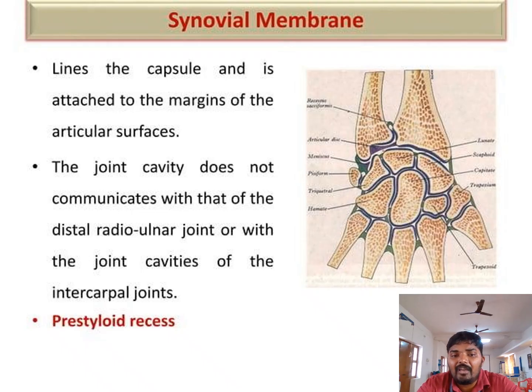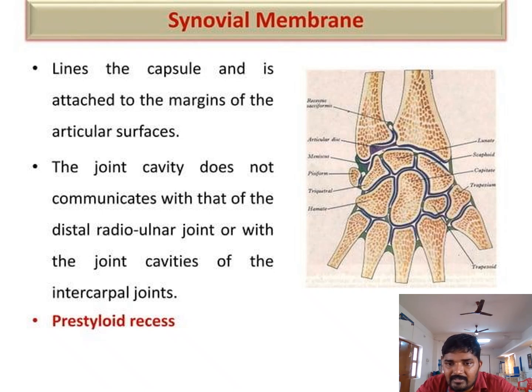Then the synovial membrane lines the capsule and is attached to the margin of the articular surfaces. The joint cavity does not communicate with the distal radio-ulnar joint or with the joint cavities of the intercarpal joints.